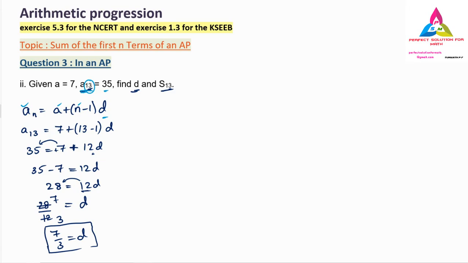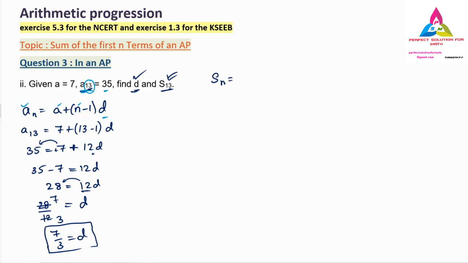This is the final answer, the d value we found. So this d is finished. Now we have to find the next part, S13. Remember this. How to find that S13? S13 is simple. Again, we have to go for the formula. I will write down that formula here.